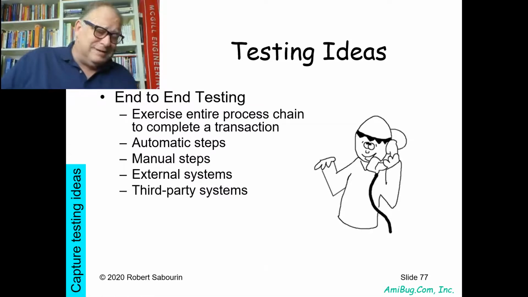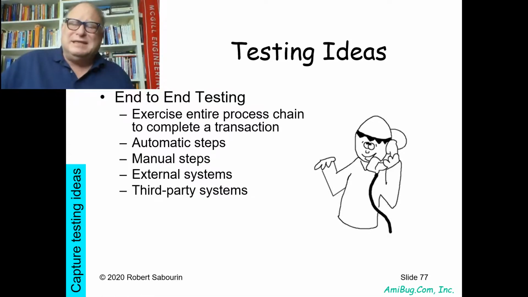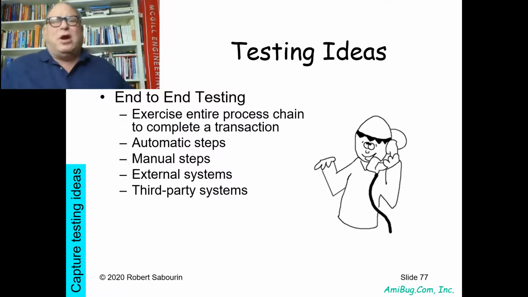Another pretty common test idea is an end-to-end test. In an end-to-end test you exercise the entire process chain from inception to a completed transaction, including any automatic or manual steps in the process, including your services and third-party services, your systems and external systems that the transaction has to go through. So a nice end-to-end test is a good test idea for confirming that, for example, a story has been implemented correctly, but it does require a lab and an environment that includes all of these elements.